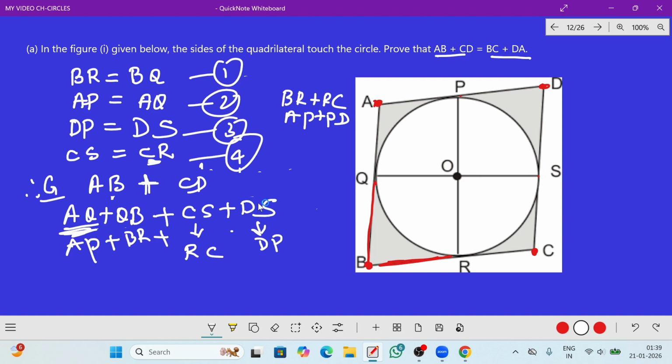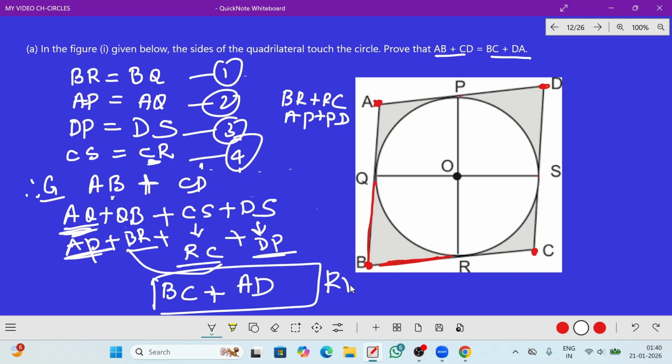Okay. After substituting all this, we will get, now what do I get here? BR plus RC. Group them, BR and RC. In the place of both of these, I can write BR plus RC as BC. So this became BC plus, in the place of AP plus DP, I can write it as AD. Hence, we have proved the RHS. We started from LHS and we have proved the RHS. Next.